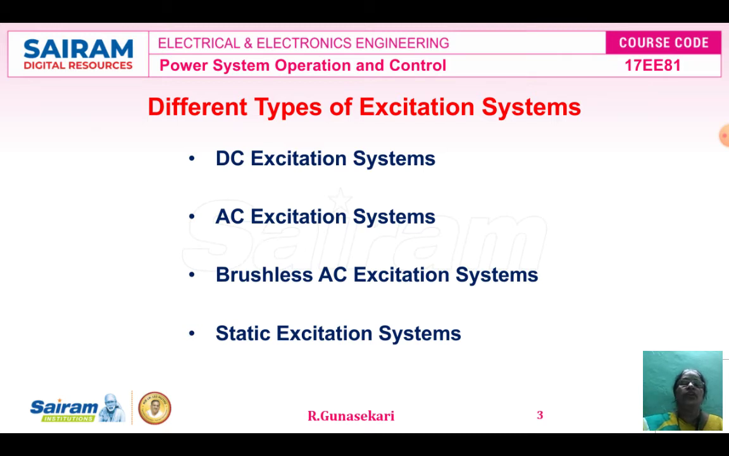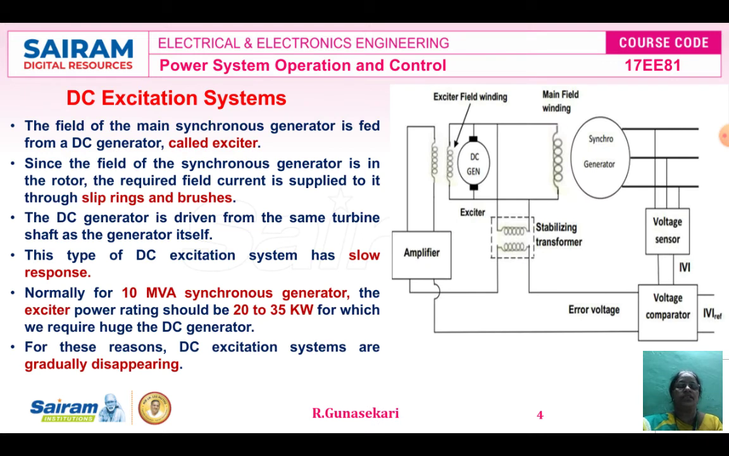Now, what are the different types of excitation systems used in automatic generation control? Four types of excitation systems are used in the interconnected power system for excitation purposes. The first one is the DC excitation system, then AC excitation systems, brushless AC excitation system, and static excitation system. Now we study each excitation system in detail.